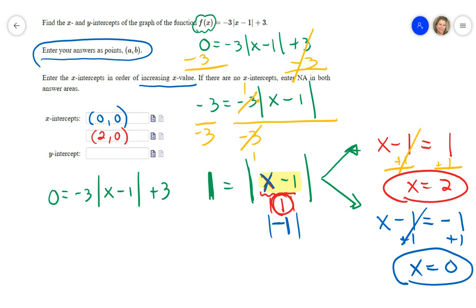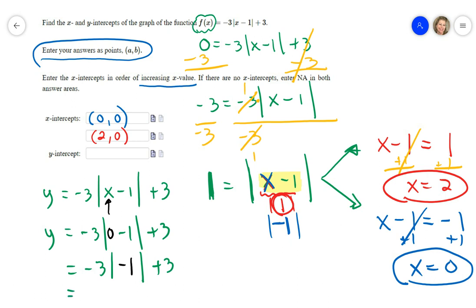So I am going to stick the 0 right here where the x is. Oh, I don't know why I'm putting the 0 over there. That's supposed to be f of x, which is really the y coordinate. So this is going to be -3, and I'm going to stick the 0 right there. Now, here we go. I'm going to start with inside the absolute value. 0 minus 1 is a -1. Then I'm going to take the absolute value. The absolute value of -1 is +1.